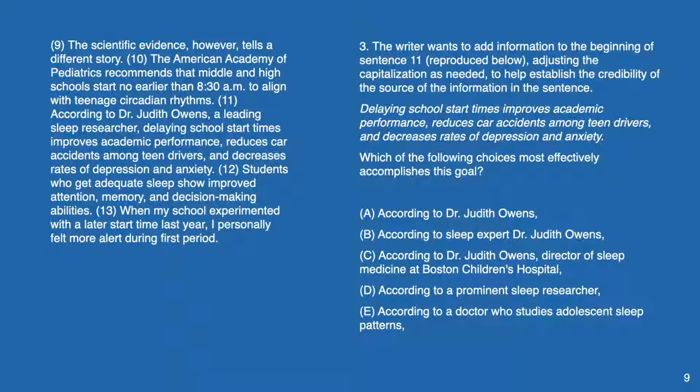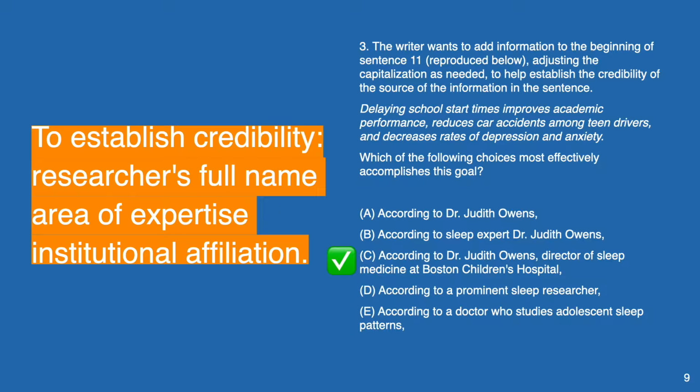I covered this in episode 5 of the AP Lang MCQ series. The correct answer is C. According to Dr. Judith Owens, Director of Sleep Medicine at Boston Children's Hospital. To establish credibility, you want 3 things: the researcher's full name, their area of expertise, and institutional affiliation. Choice C is the only one that provides all 3.